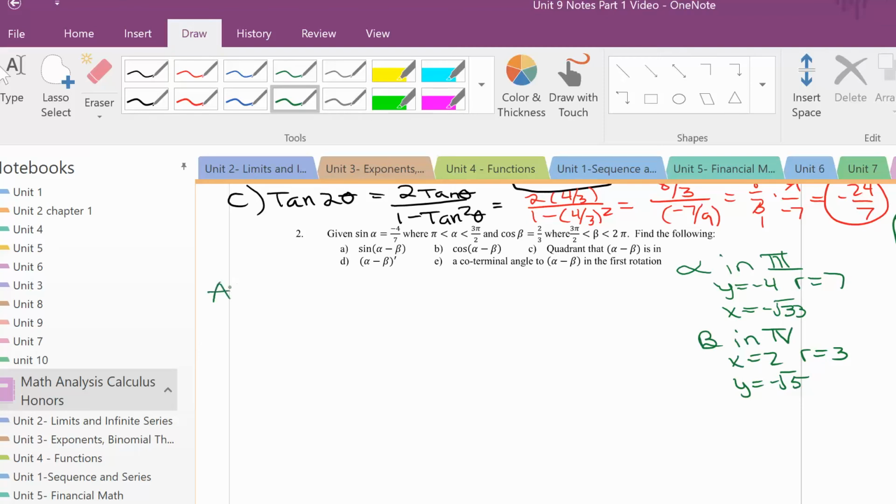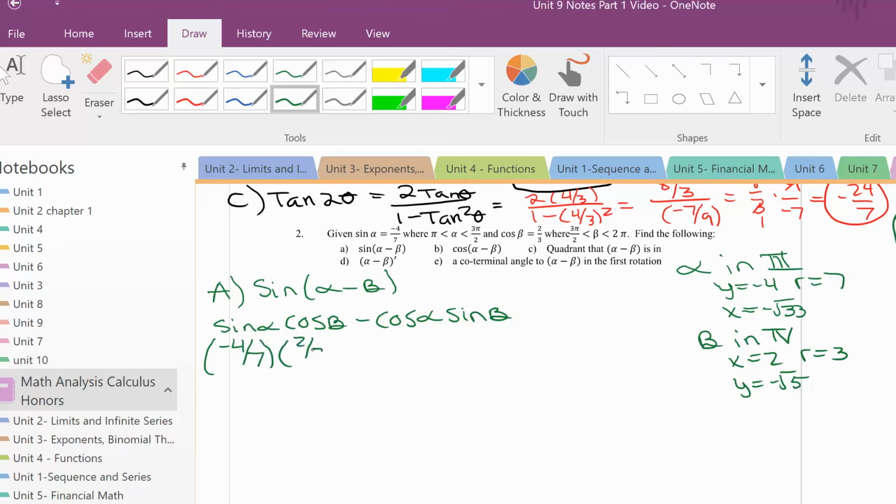So for part A, we're doing sine of alpha minus beta. So remember that's sine alpha cosine beta minus cosine alpha sine beta. So sine alpha, remember, is negative 4/7. Cosine beta is positive 2/3. Cosine alpha is negative rad 33 over 7. And sine beta is negative rad 5 over 3.